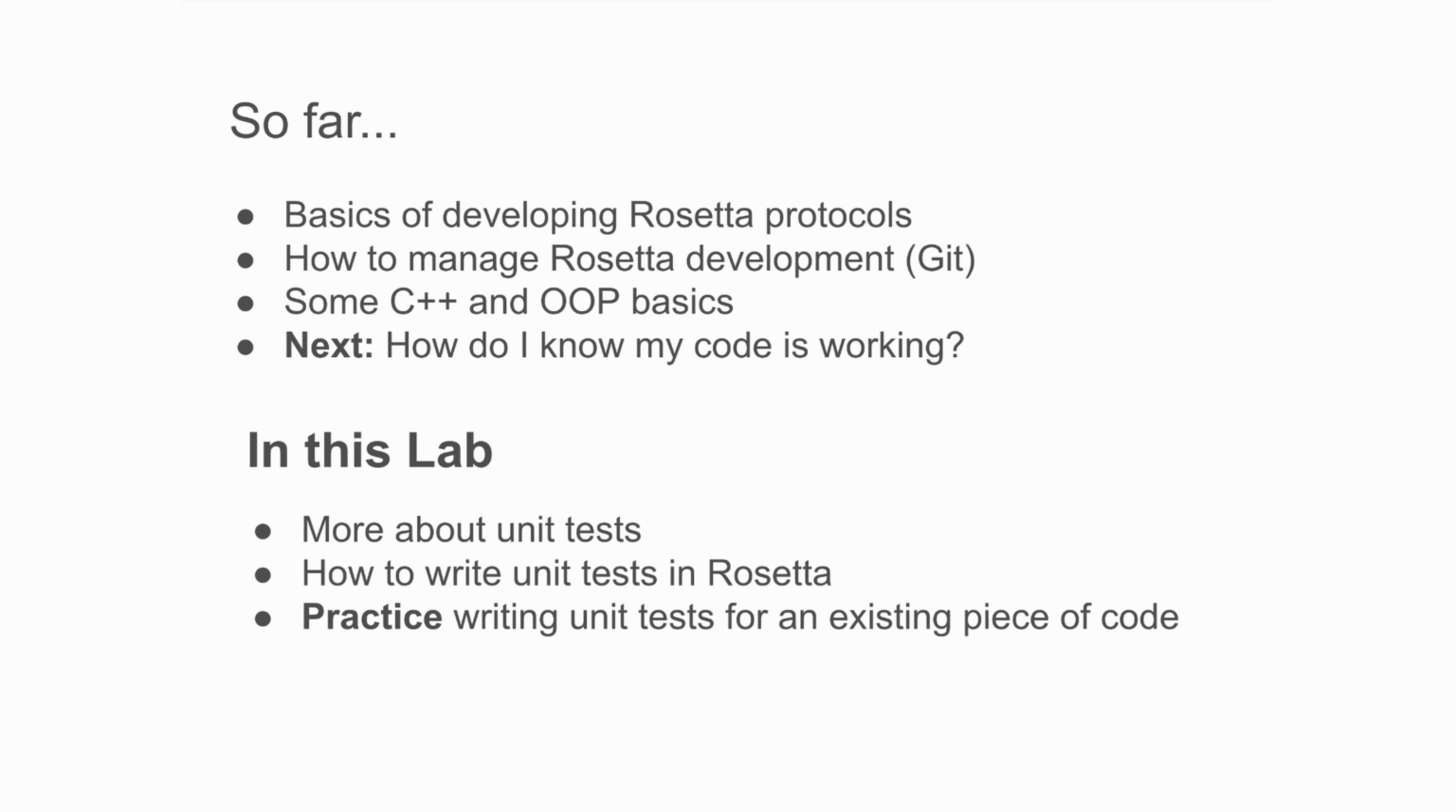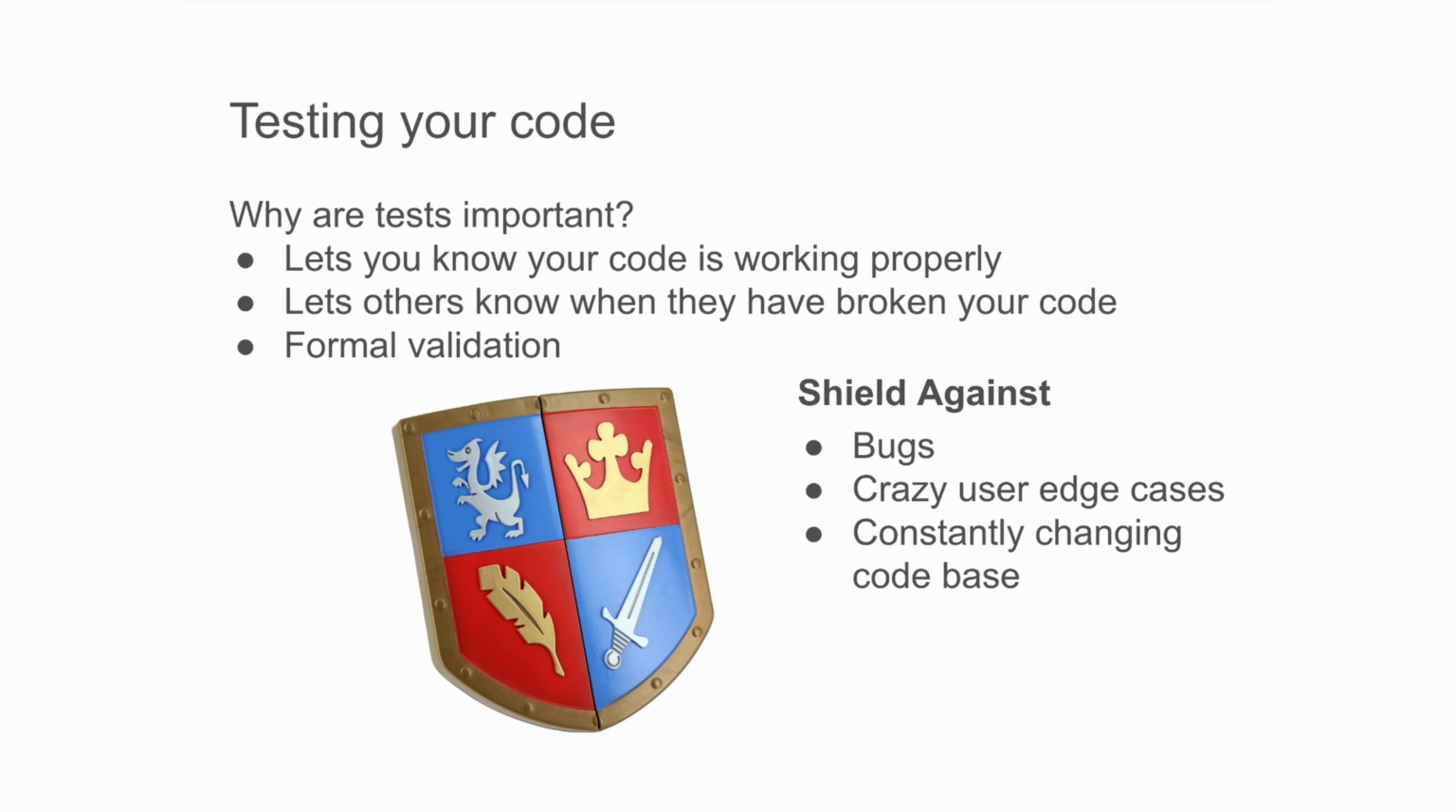So now we're going to talk about, you've written some code, how do you know that it's working? So in this lab, we're going to talk about unit tests and also how to write those. And for the part that you'll be doing, you'll practice writing unit tests for code that already exists.